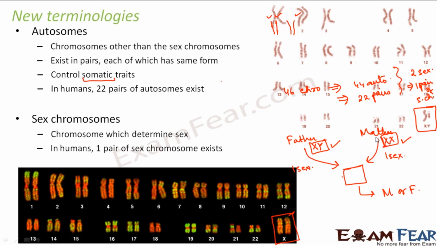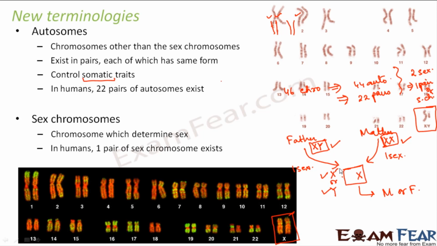Right? So during reproduction, the mother will contribute one of these X. So the mother will always contribute one X, right? Because she has both X's. So one of these she'll contribute. So every time she'll contribute X. But the father has an option to contribute either X or Y. Now depending on what the father contributes, the sex of the child will be determined.